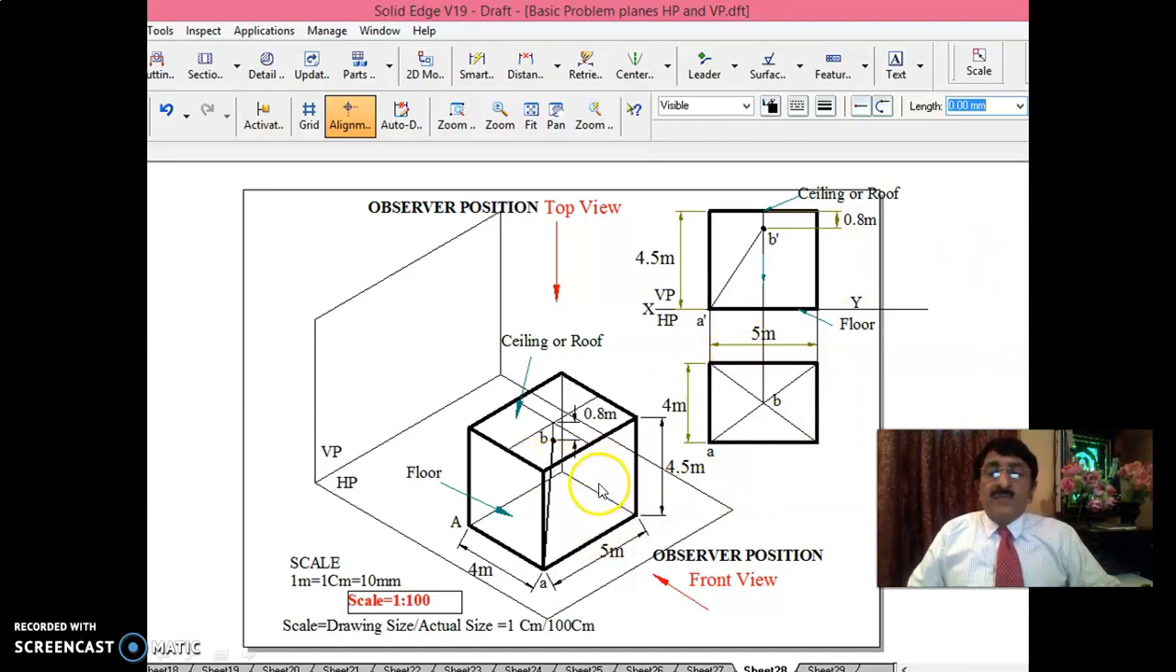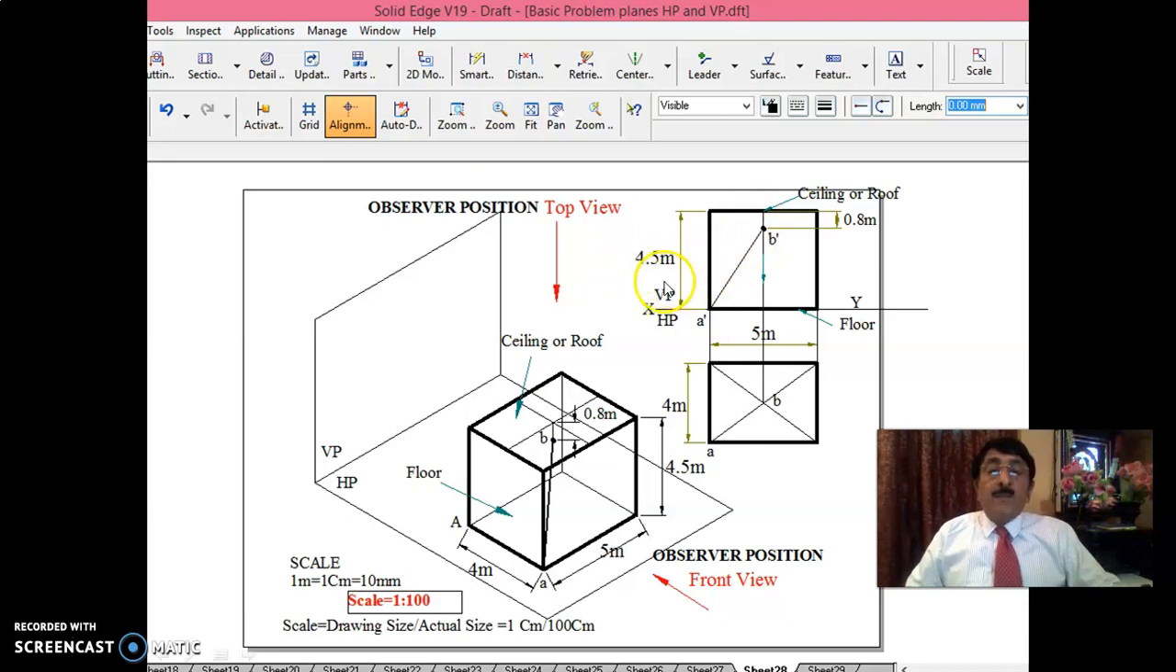See here, if the switch is located at the center of the left wall, the total height is 4.5, and 2.25 is the middle one. That means in the middle you take S dash. And in the top view, it is in between 4 meters, that means you take S here. Then S and B, S dash and B dash, you look at, join.